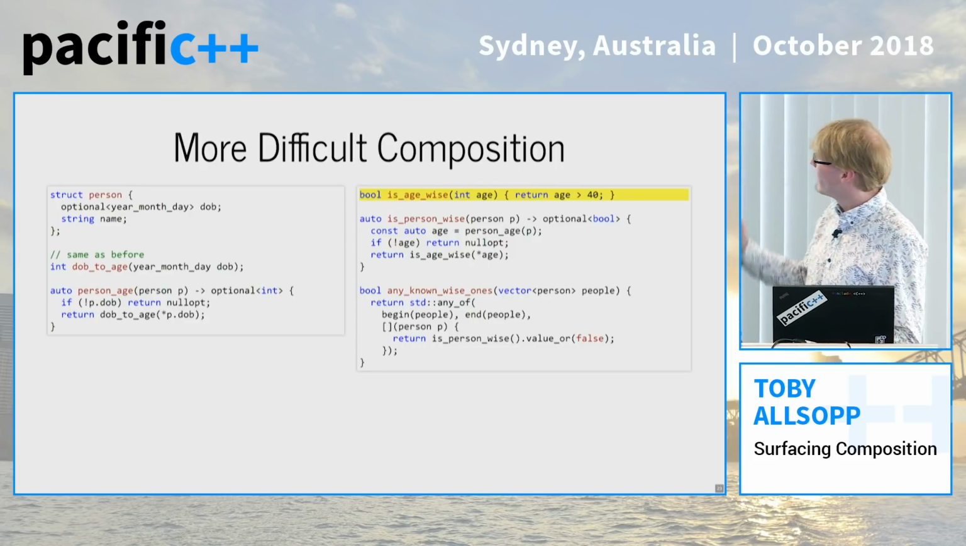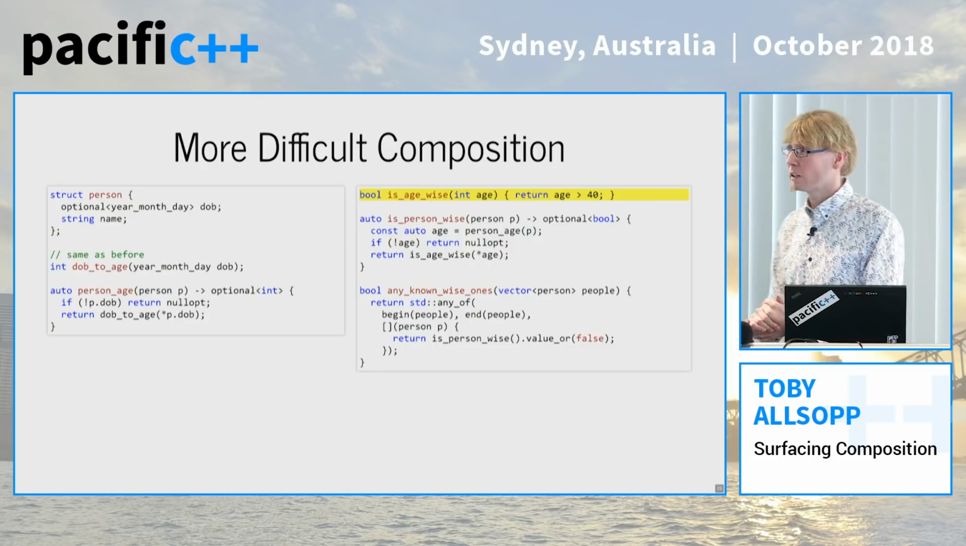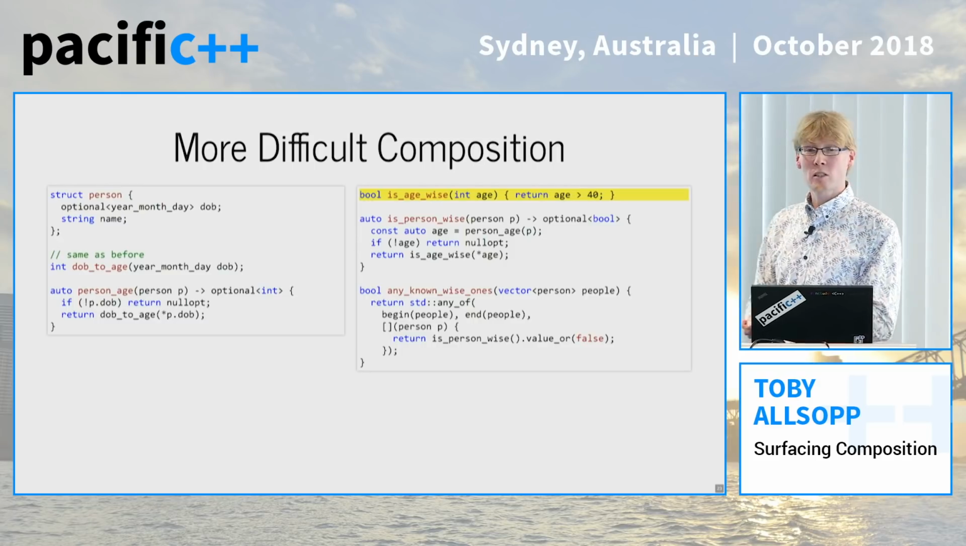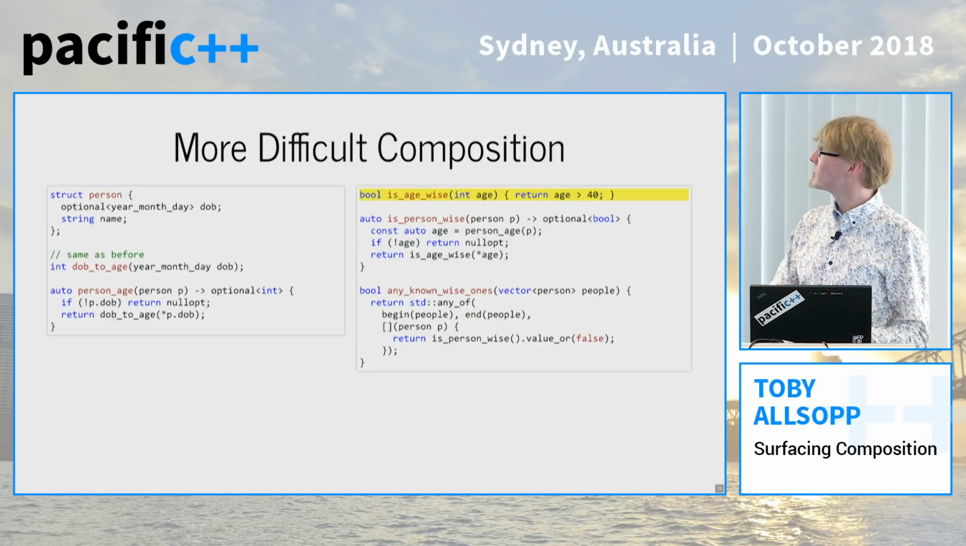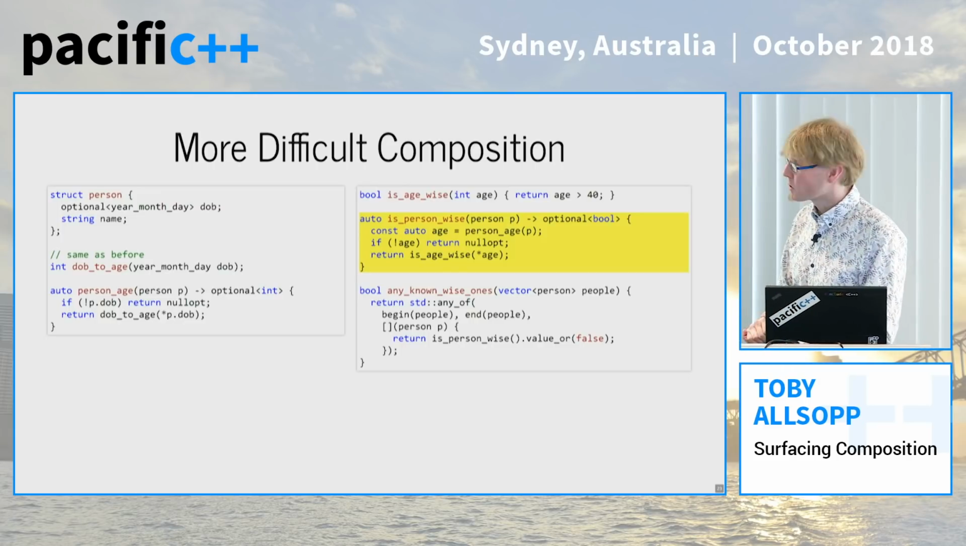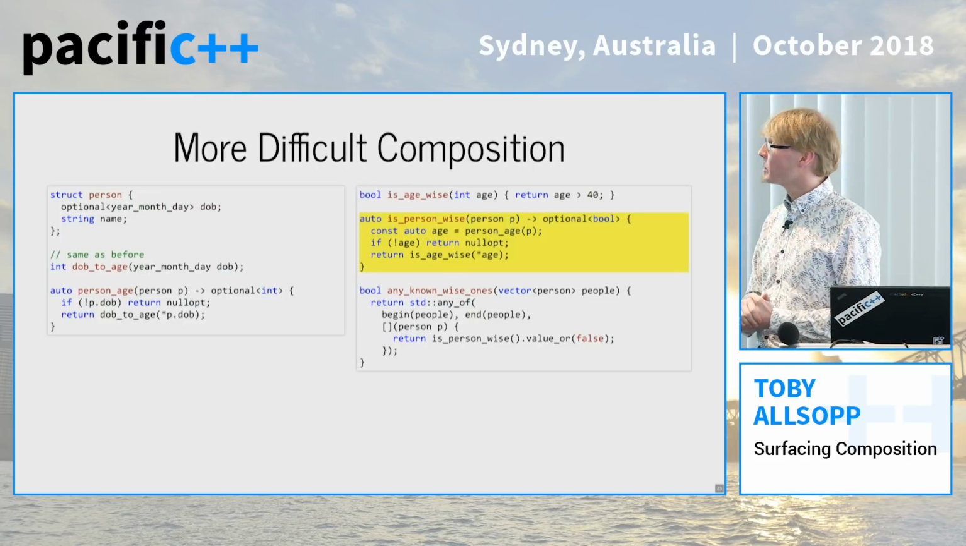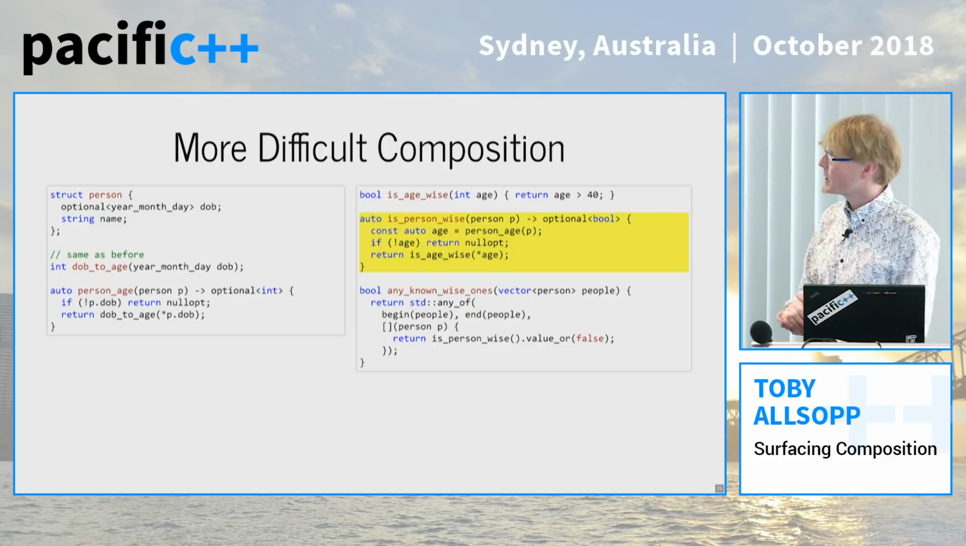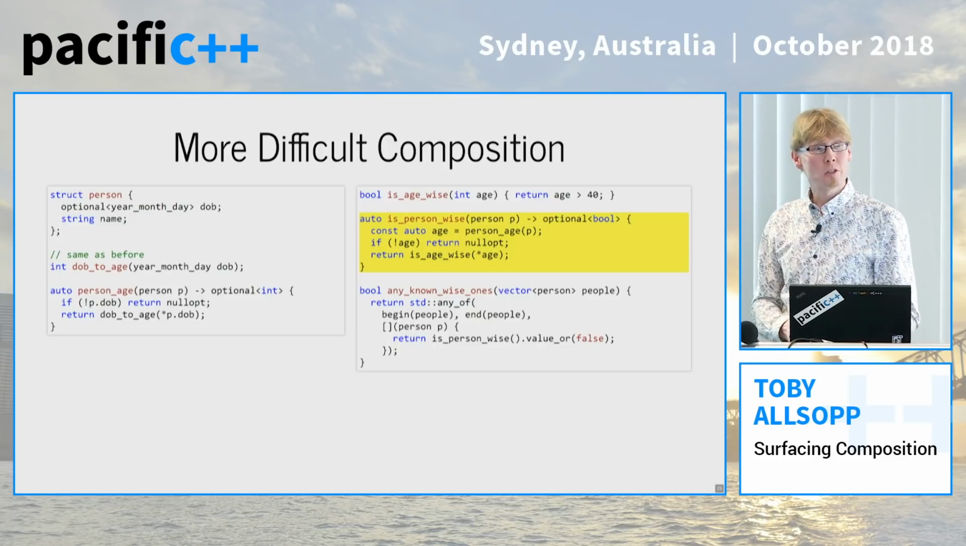So I factored out our heuristic for deciding whether an age makes someone wise, just to make things easier. So then we've got a function to decide whether a person is wise. So again, we have to decide what to do if we don't know the person's age.